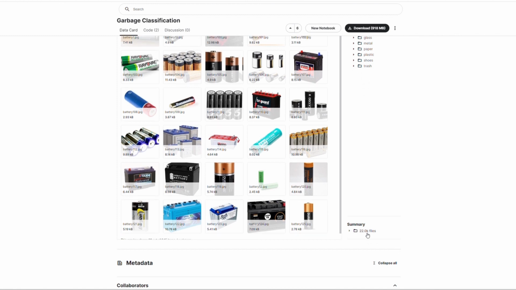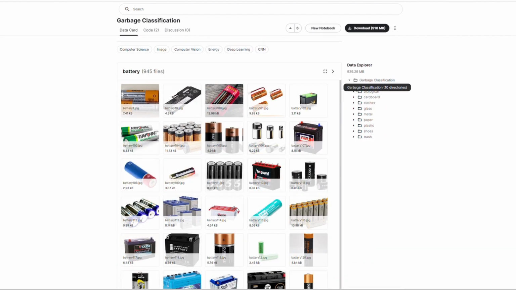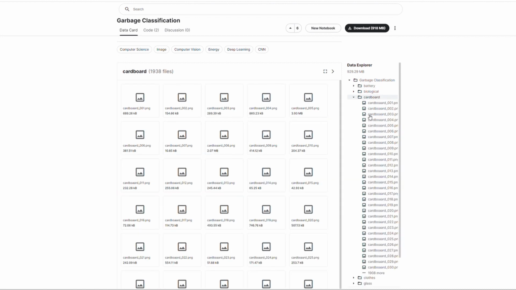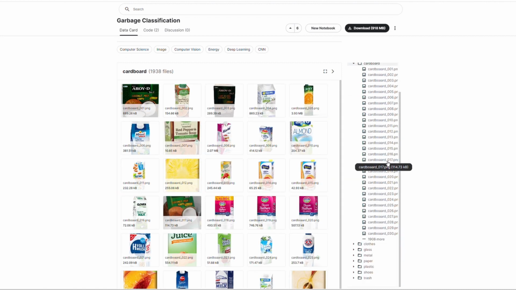Now this tells us there's 22,000 of them, which is a lot because you look how small these files are and then look how big the actual data set is. And there's nothing else in here. It's just, as far as we can tell, images of garbage.